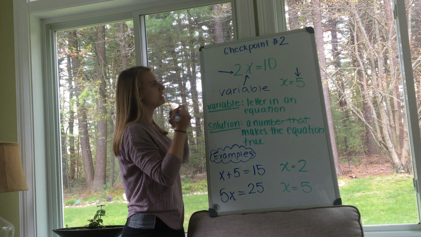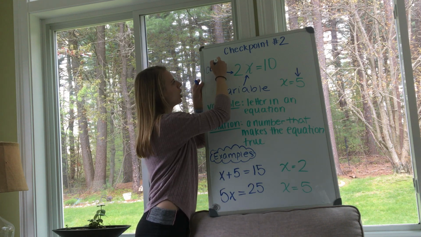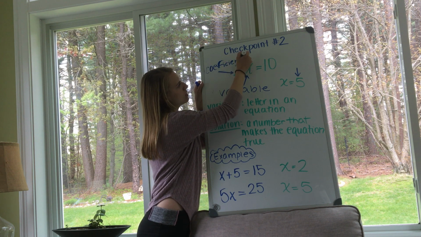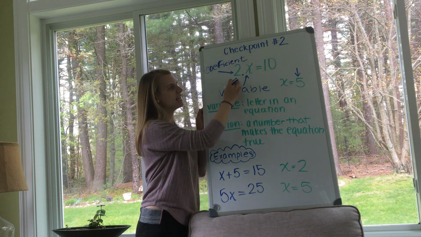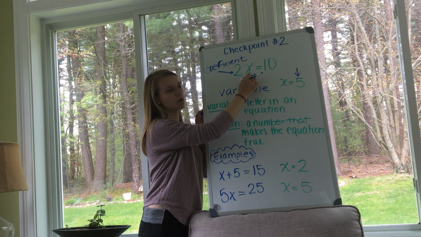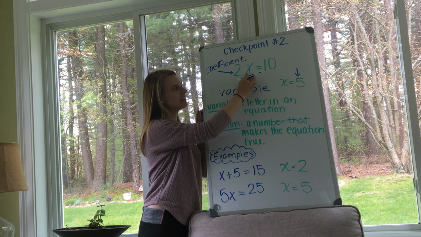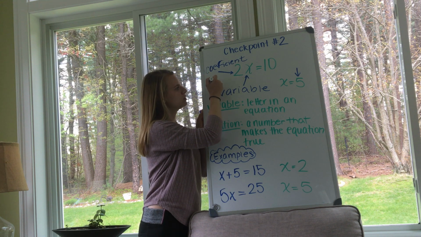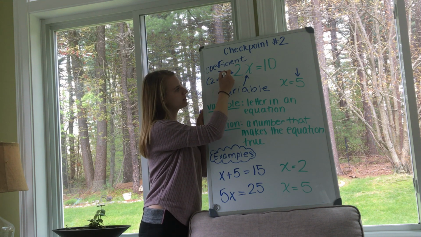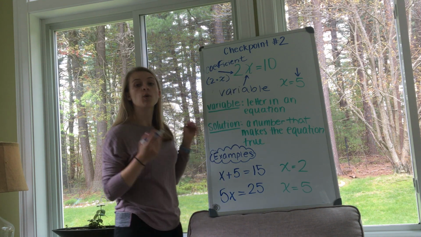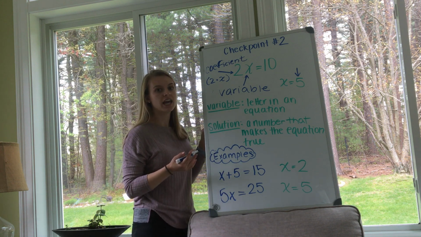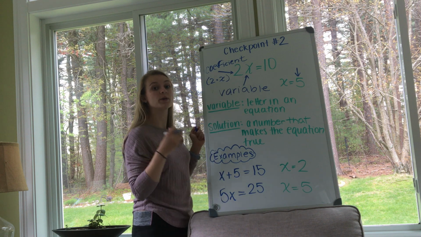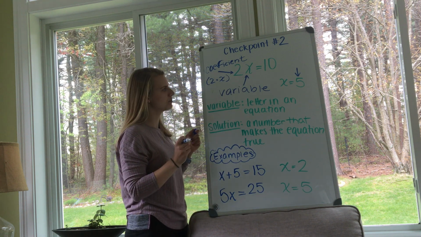Here we have an arrow pointing to 2. That's our coefficient. So, a coefficient is a number that comes before the variable. It tells us that we're going to multiply x by 2. 2 times x. Even though there's no multiplication sign, because the number comes next to the variable, we know that we're going to multiply those together.